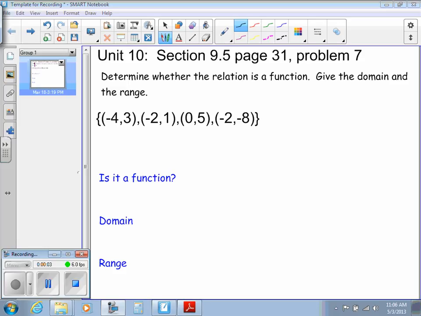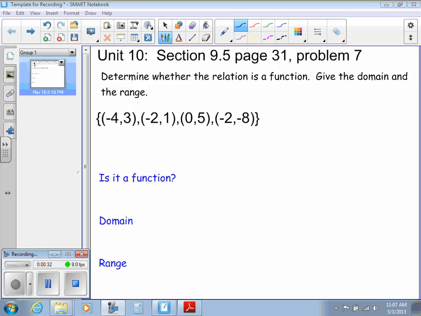Okay, I've mentioned before, X causes Y. So X is our input or our domain, Y is our output or our range. So let's go ahead and look at this and determine first, is it a function? Well, to be a function, each input has to determine the output. So if I put the same input, I need to get the same output.